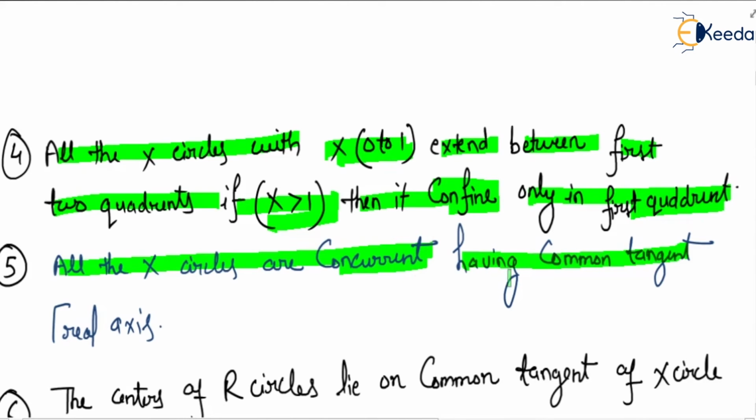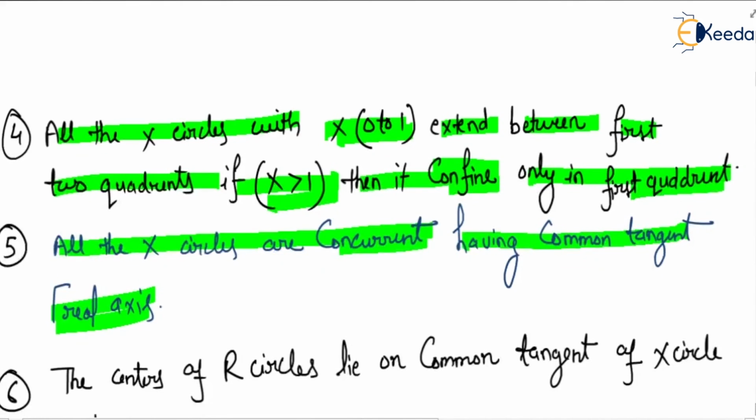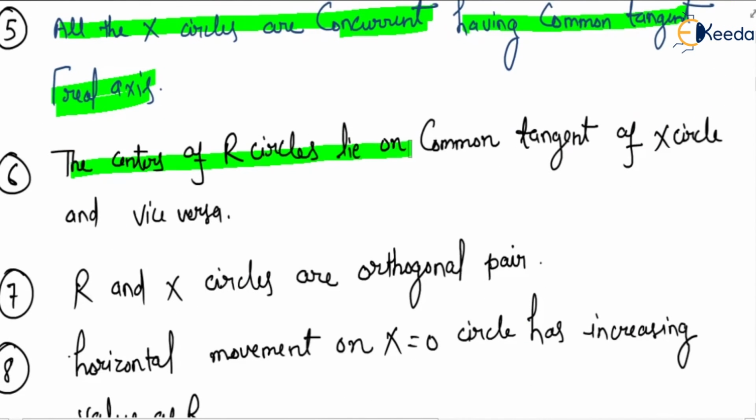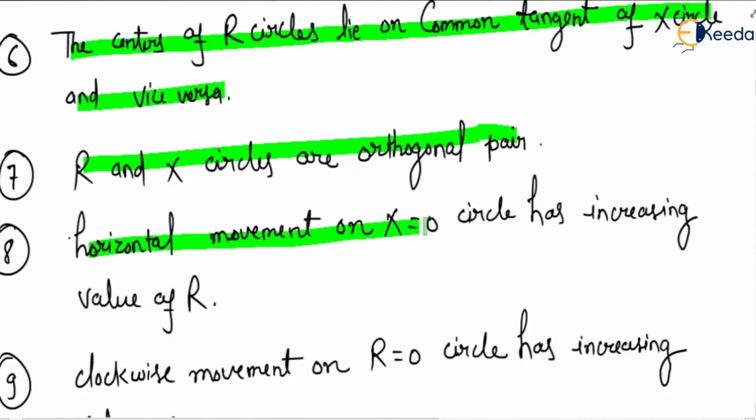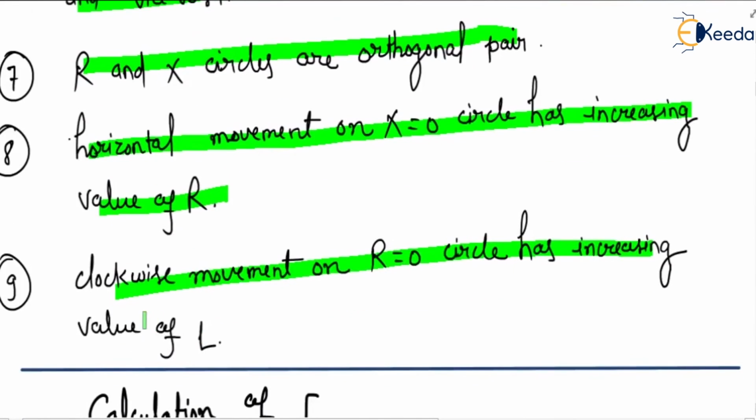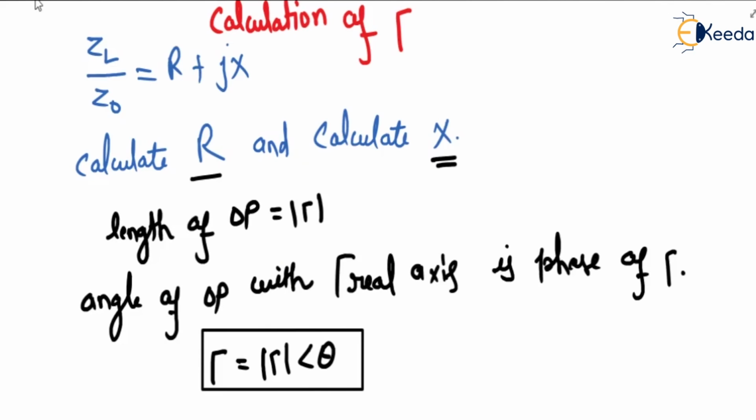All the X circles are concurrent, having a common tangent, which is the gamma real axis. The centers of the R circles lie on the common tangent of the X circles and vice versa. All the centers of the R circles lie on the common tangent of the X circles, and all the centers of the X circles lie on the common tangent of the R circles. So R and X circles are an orthogonal pair. Horizontal movement on the X equal to 0 circle gives increasing value of R, and clockwise movement on the R equal to 0 circle gives increasing value of inductance.